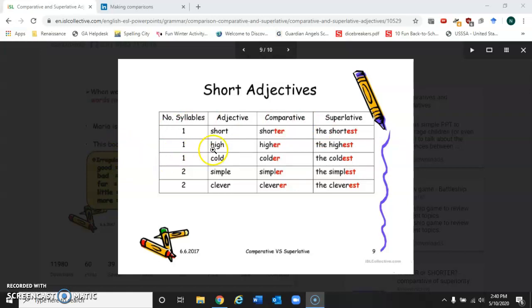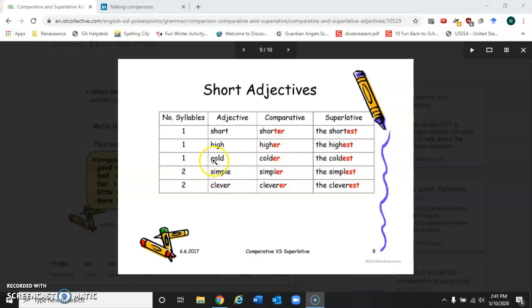You have the word high. Comparing two: the bird flew higher than the duck. You compare three: that is the highest mountain I know.